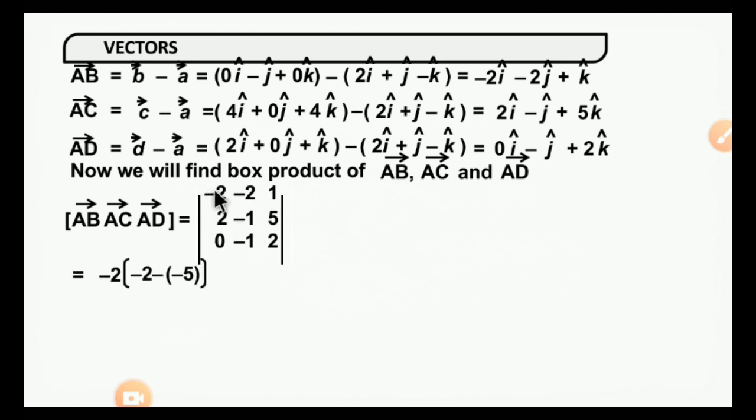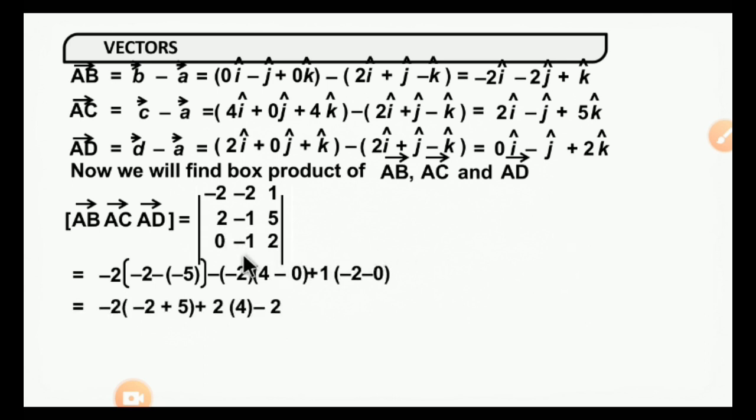So for the simplification, minus 2 into the bracket of minus 2 minus of minus 5 means it becomes plus 5, we will get in the next step. Again minus of minus 2 into the bracket of 2 into 2 means 4, minus 0 into 5 is 0, plus 1 into the bracket of minus 2 into 0.